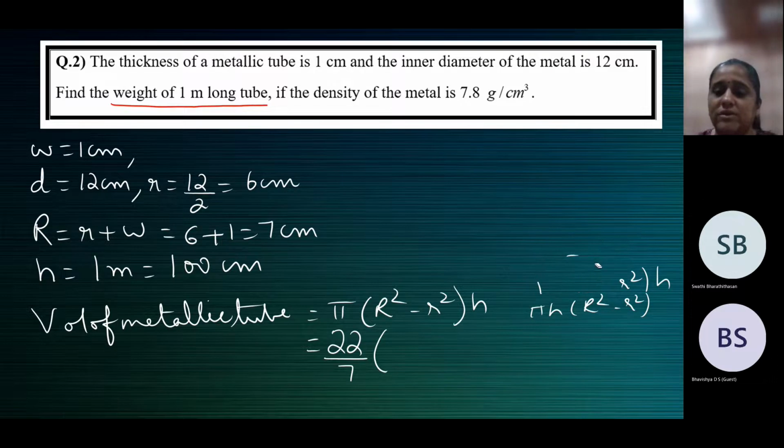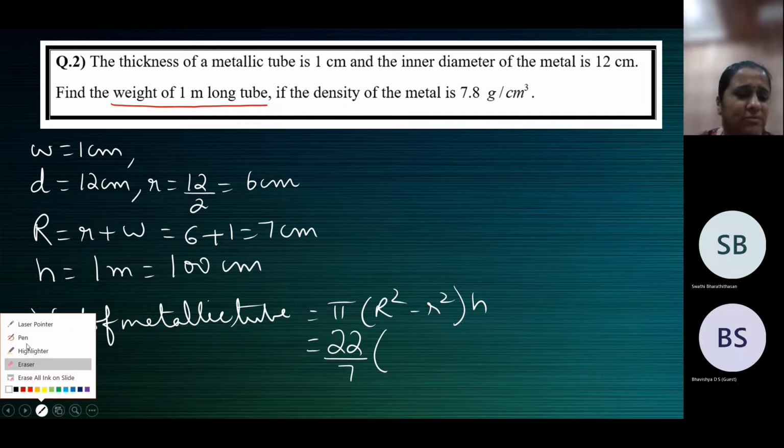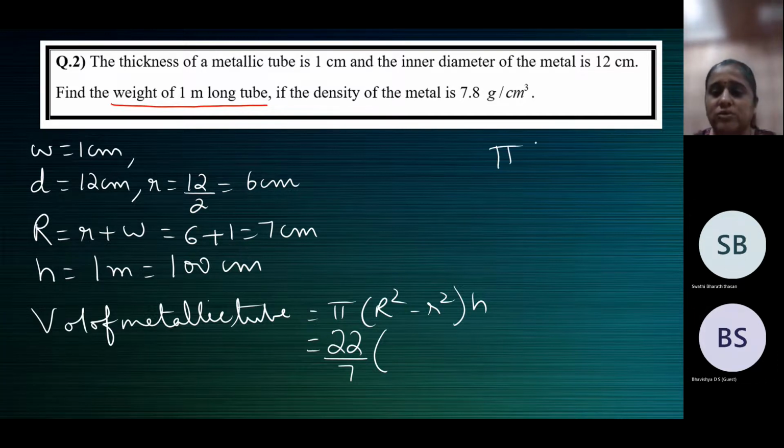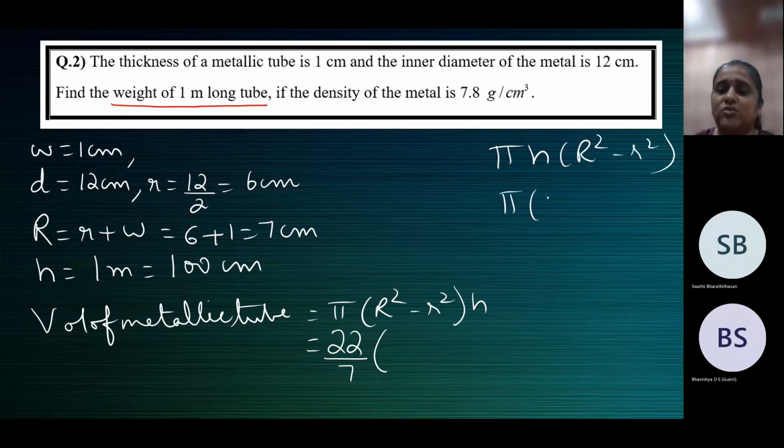You don't have to talk about properties here, but I'm just telling you. You write pi H into R square minus r square, or you can write pi into R square minus r square into H. Both are the same. You can write the H behind here, or in the front here. It's a product. All right. Now substitute, children.